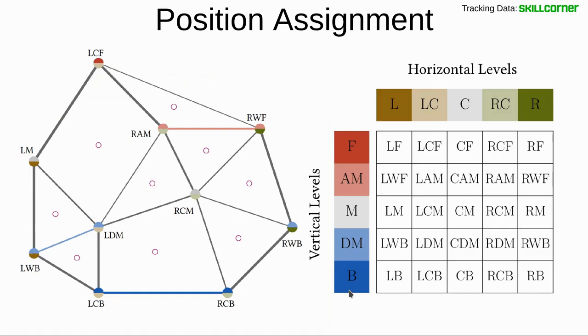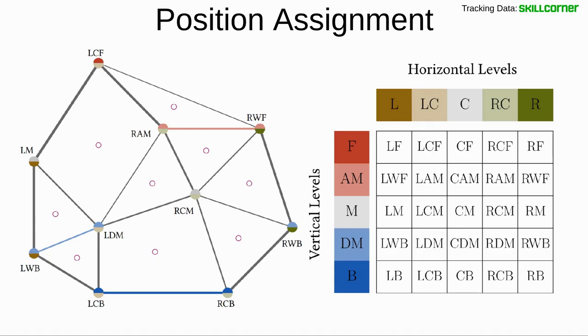For example, we have the dark blue for the back line, light blue for the defensive midfield, gray for midfield, light red for attacking midfield, and red for the front line. And when it comes to the horizontal colors, we have dark brown for the left, light brown for left central, gray for central, light green for right central, and green for right channel.